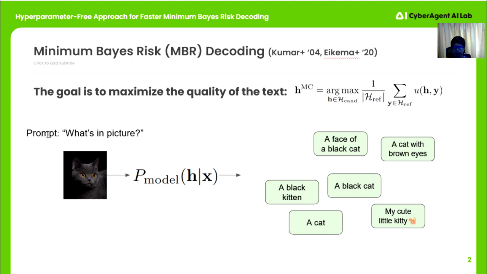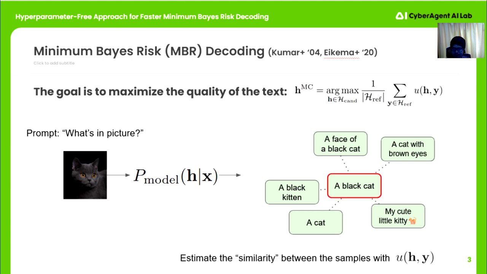I'm going to explain it more intuitively. Assume you have a prompt, what's in the picture, and this picture is given. There's a model, presumably an LLM or any language model or encoder-decoder model, P model. It outputs H, the output text given a context X. These are example outputs, like a black kitten, a black cat, or cat.